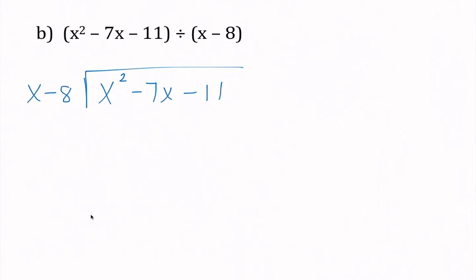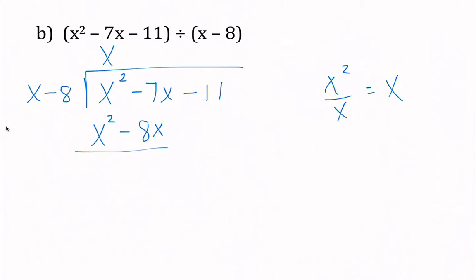Okay, step 1, I need to figure out how many times will x go into x squared. So I'm going to take x squared and divide by this guy out here. I know that's going to give me x to the first power because 2 minus 1 gives me a single 1. So I'm going to take my x, put it up here. All right, now I'm going to take this x and multiply by everything out front. I have x times x, that gives me an x squared. I have x times a negative 8, that gives me a negative 8x.